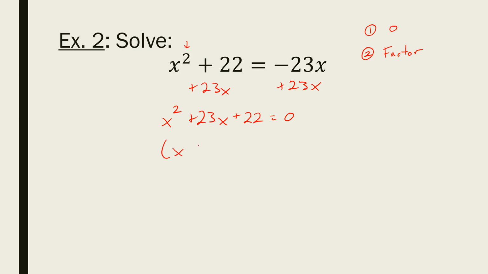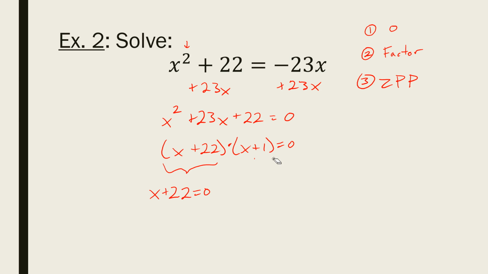The winning combination here is going to be 22 and 1. 22 times 1 is 22. 22 plus 1 is 23. Nice. Okay, so this is still equal to 0, which means that in the third step, since I have something times something equaling 0, I can use the zero product property. So remember, that allows me to say, hey, as long as this first parenthesis is equal to 0, I have a winning answer, because 0 times anything equals 0.